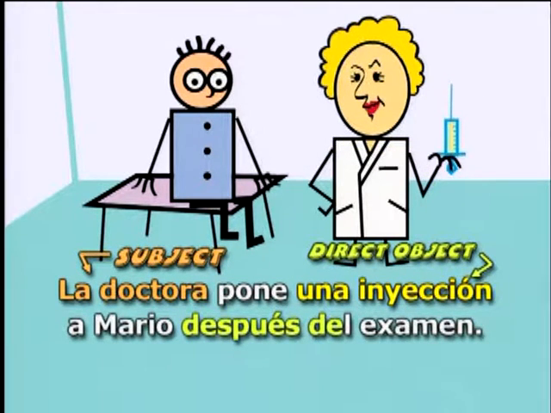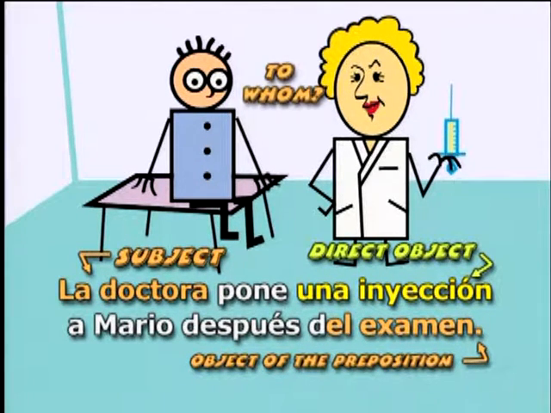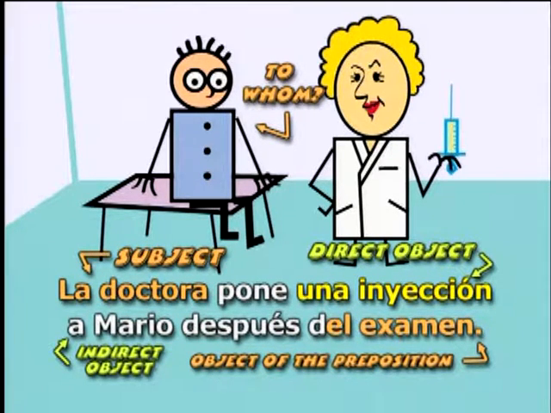Después de is a preposition that means after. So we can ask, after what? After el examen. So we know that's an object of the preposition. And to whom is the shot being given? To Mario. That makes Mario our indirect object. It also makes him nervous. Just remember, to find the direct object of a sentence, ask who or what is receiving the action. And to find the indirect object, ask to or for whom or what. And when you're dealing with a preposition, use the preposition itself to make a question, and the answer will be an object of the preposition.